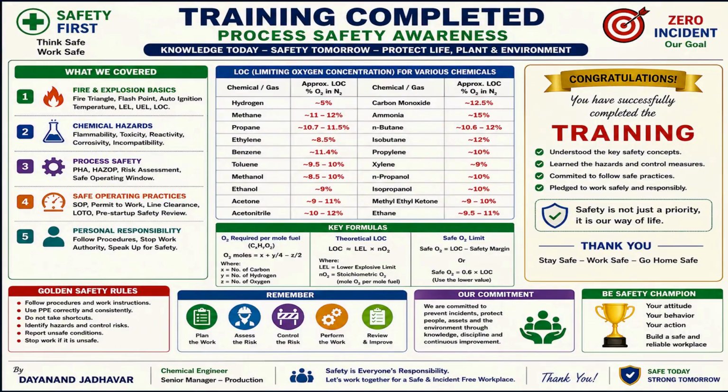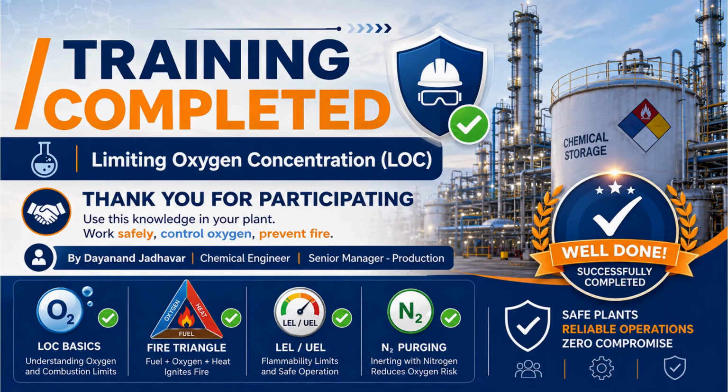Now let us discuss nitrogen purging calculation. Nitrogen purging reduces oxygen inside reactors, tanks, receivers, dryers, centrifuges, and pipelines. For dilution purging, the formula is C equals C0 times e to the power of minus n, where C is final oxygen, C0 is initial oxygen, and n is number of vessel volume changes.